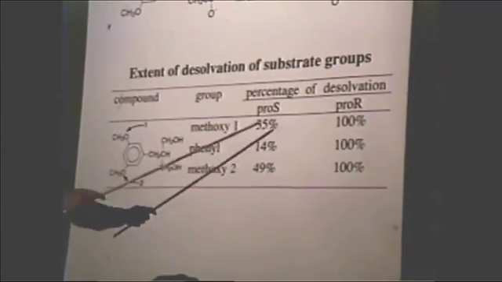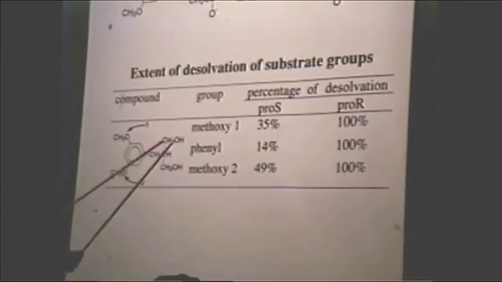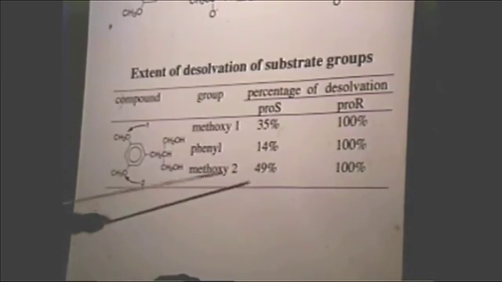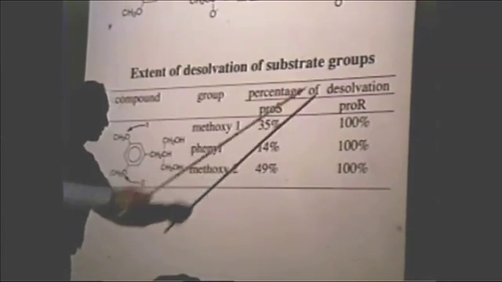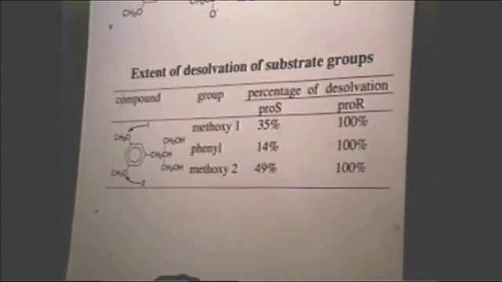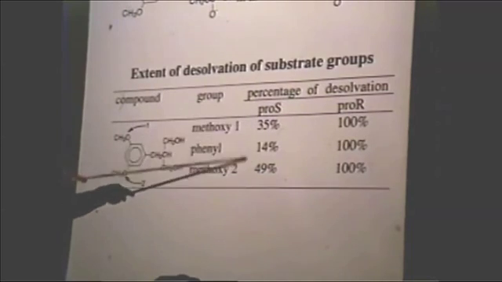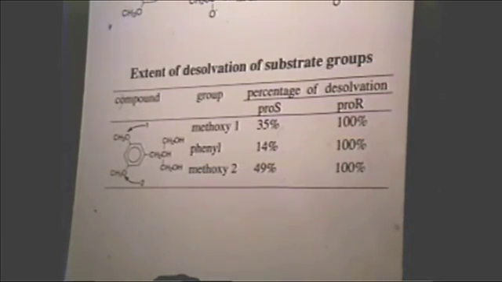We can actually quantify these visual perceptions, and that's what we did here. So we calculated the extent of desolvation of substrate groups. So this is percentage of desolvation, pro-S, pro-R. You can see this is for methoxy 1, phenyl, methoxy 2. You can see that for the pro-R, just as we saw on the graph, the percent of desolvation in the transition state is essentially 100%. In other words, fully desolvated. On the other hand, for methoxy, phenyl, and the second methoxy, the percent of desolvation is, in all cases, less than 50%.